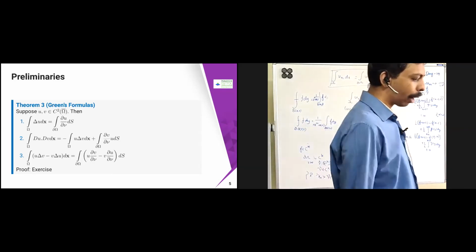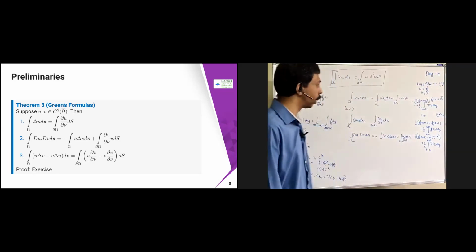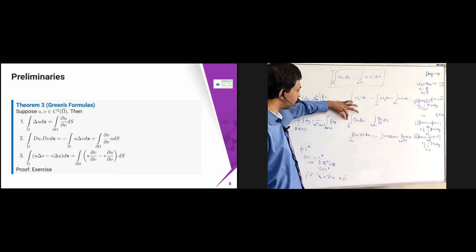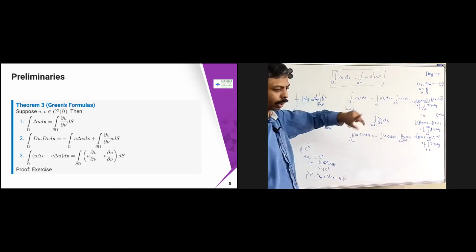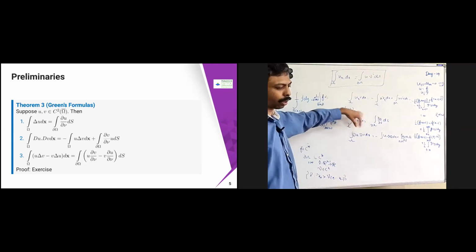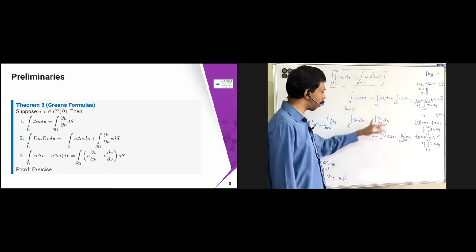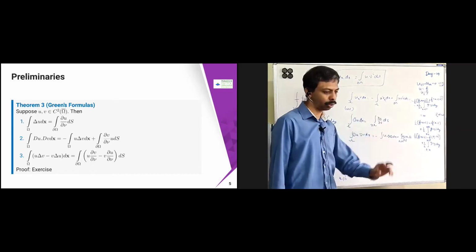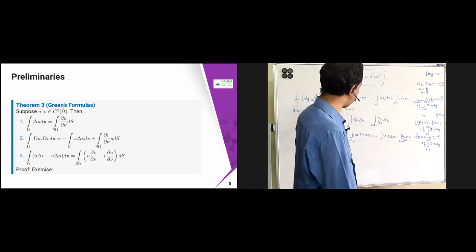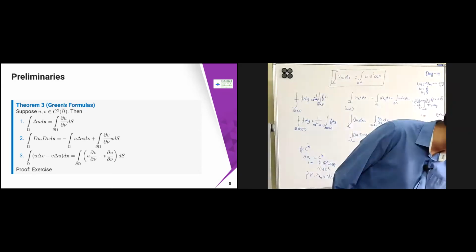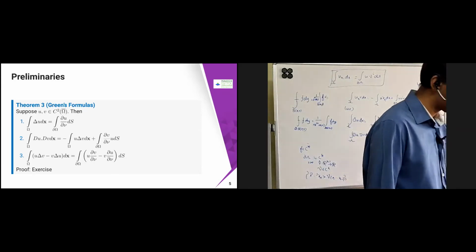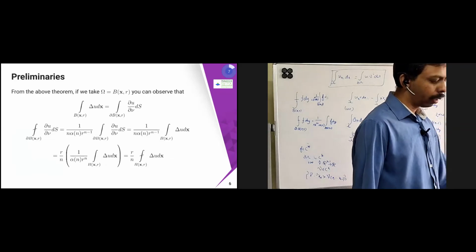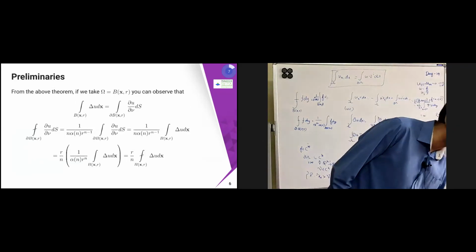Now in the same way, you can multiply this by u, and another one you can take v into del u. Then you subtract, and the same way you can subtract on the right hand side. So these are all things you can derive from this one. These are some of the preliminaries. I'm just skipping that. Now some more preliminaries.